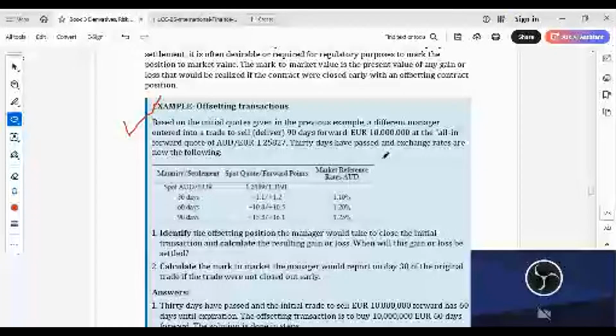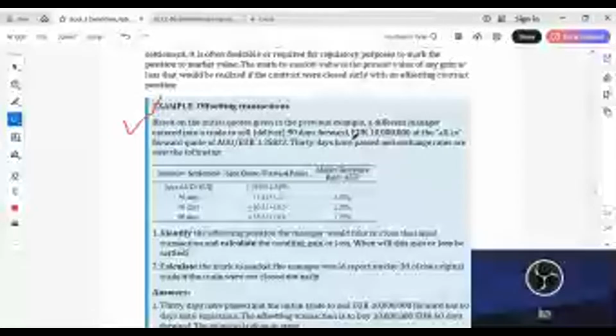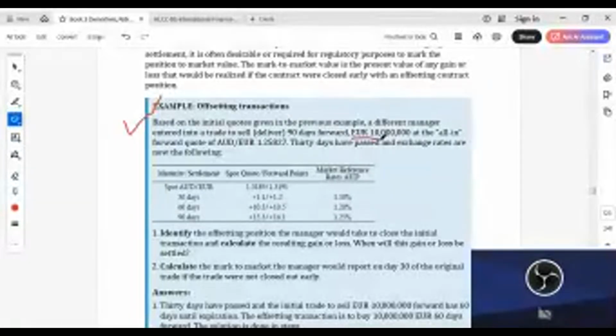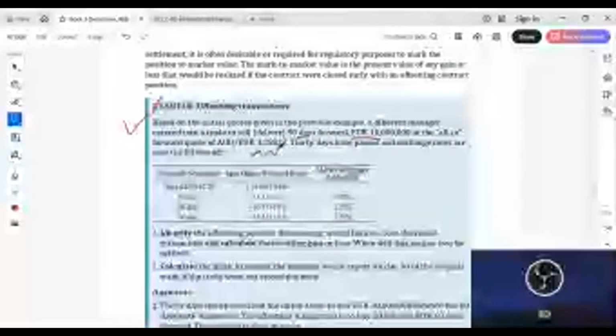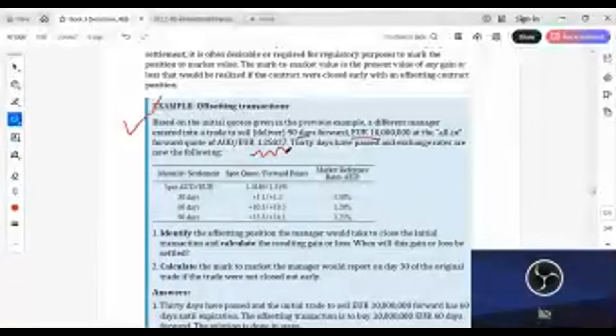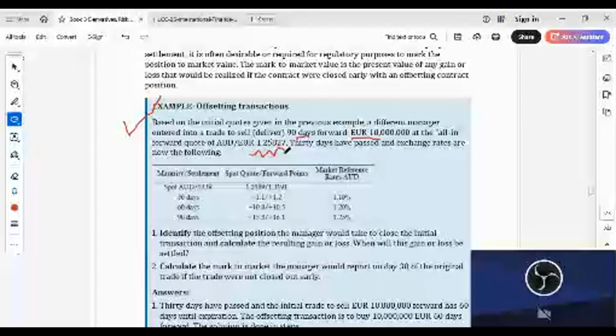Based on initial quotes given in the previous example, a different manager entered into a trade to sell euro 10 million 90 days forward at this rate: 1 euro is equal to 1.25827 AUD. Now 30 days have passed and exchange rates are as follows. So we have to take into consideration 60-day rates, right?